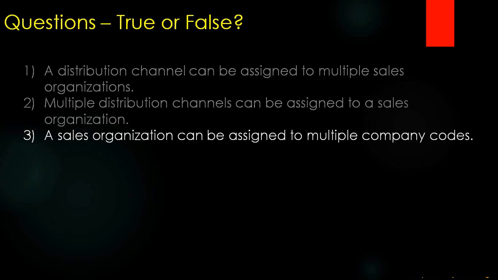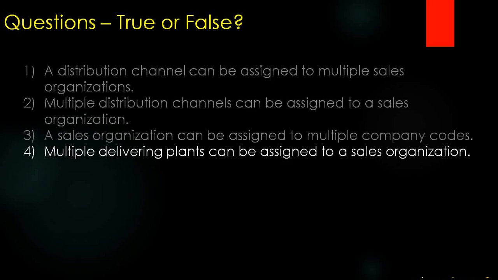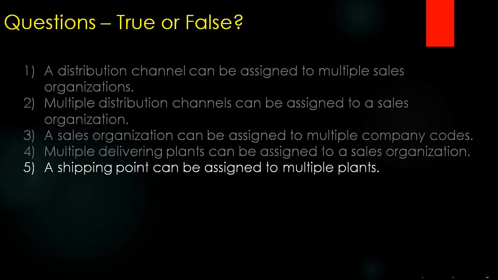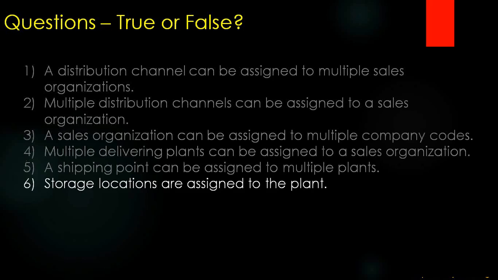True or false? Then third, a sales organization can be assigned to multiple company codes. Fourth, multiple delivering plants can be assigned to a sales organization. Fifth, a shipping point can be assigned to multiple plants. And sixth, storage locations are assigned to the plant. Again, as I said, you need to memorize it, but later on when you learn customizing, you will remember them automatically, what can be done and what can't be done.